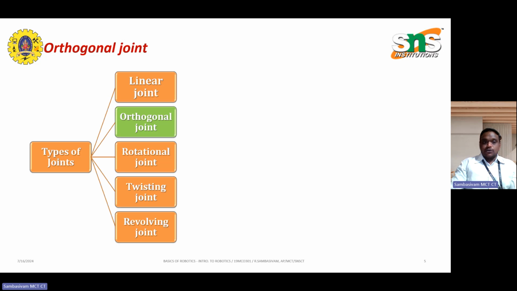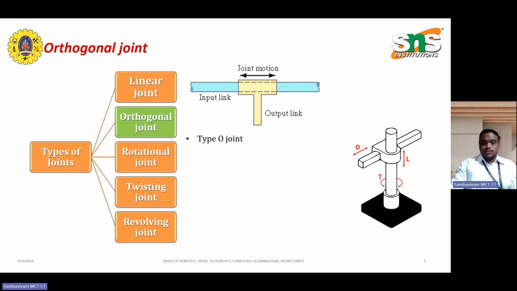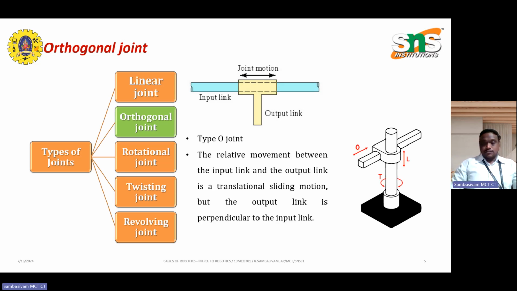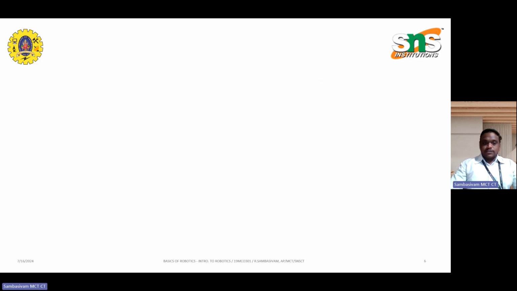And then moving towards the orthogonal joint. The orthogonal joint is like cylindrical robots, which have one rotational movement. From the name itself, orthogonal, this type of joint is said to be an O-type joint. The relative movement between the input link and the output link is a translational sliding motion, but the output link is perpendicular to the input link. So the L and O are linear movement versions.